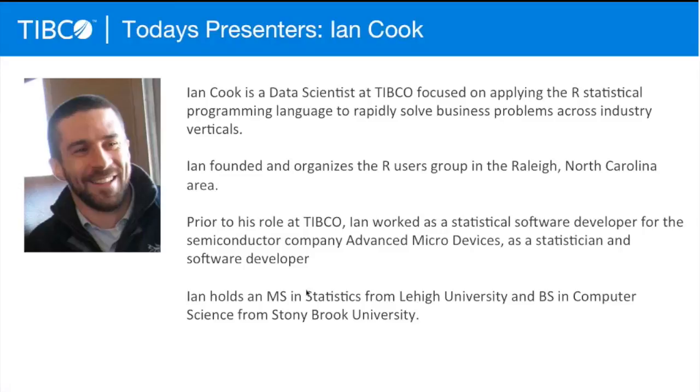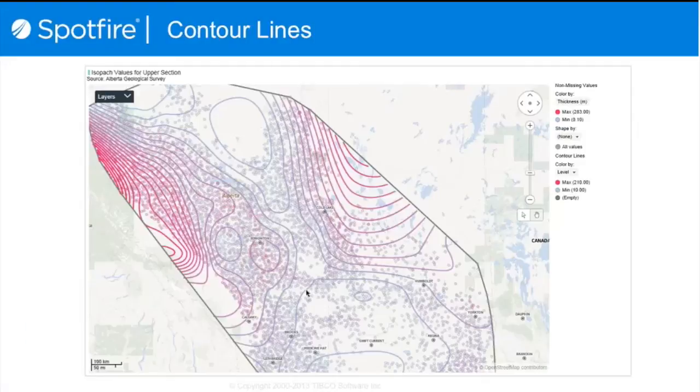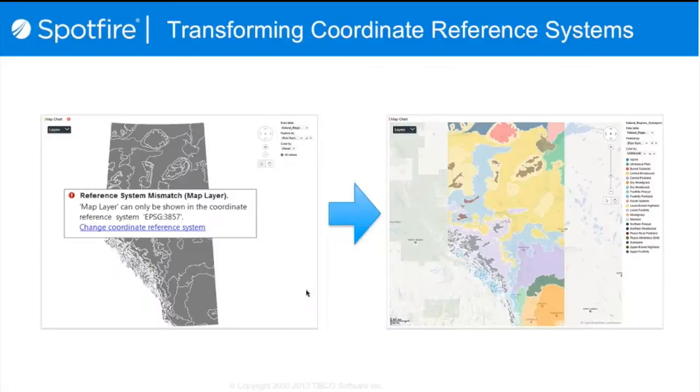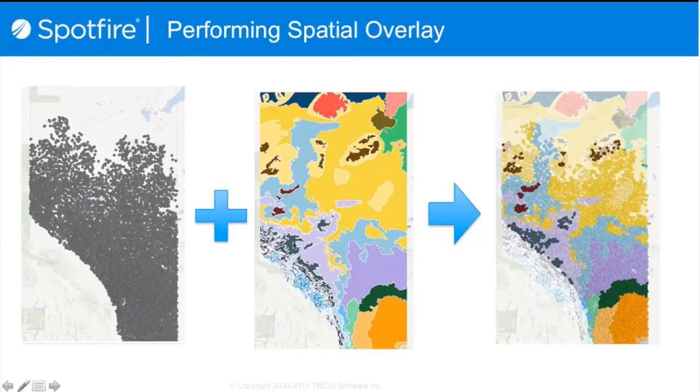Ian is now going to take those across and show you how to do some interactive mapping examples, interpolating values on a map, and show you how to add contour lines on a map, and show you how to transform different coordinate reference systems, picking off one reference system, mapping it to another, and then looking at overlays and calculating what's inside of different regions of a map.